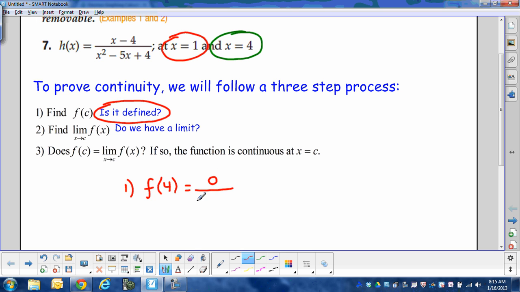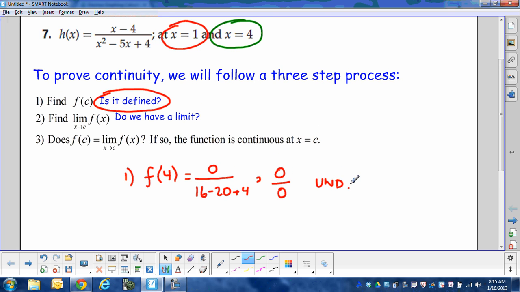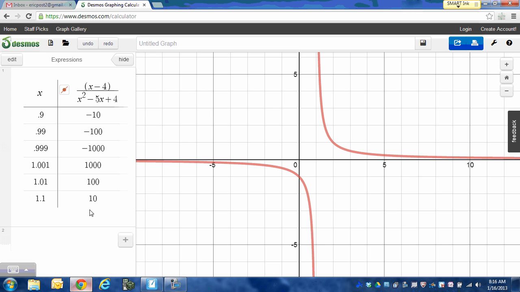So step number 1, I'm going to figure out what the value, in this case, is of f of 4. So if I evaluate f of 4, I'm going to get a 0 on the top because 4 minus 4 is 0. On the bottom, I'm going to get 16 minus 20 plus 4. So, like the last problem, I'm going to get a 0 on the bottom, which means, once again, this function is undefined at 4. So, I already know it's discontinuous, but I got to keep on going.